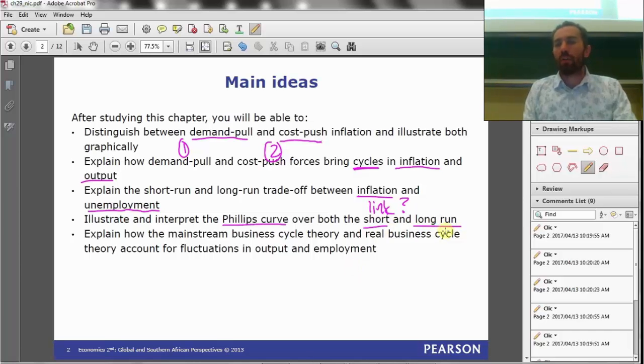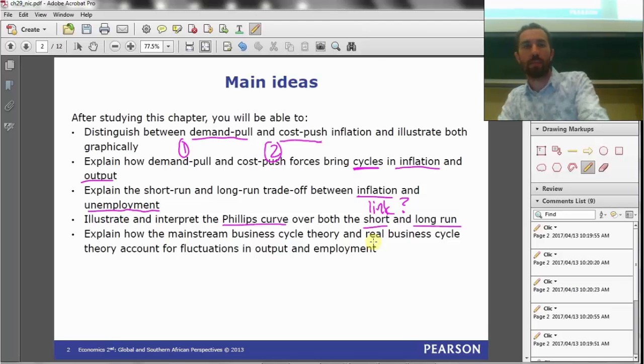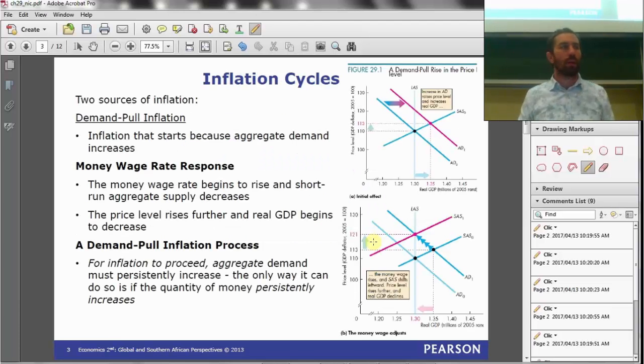This short run and long run relationship is related to our short run and our long run aggregate supply curve. And in fact, the relationships in the short run Phillips curve are derived basically from the short run aggregate supply curve, and the relationship in the long run Phillips curve is derived from the long run aggregate supply curve. Then we're going to explain how mainstream business cycle theory and real business cycle theory account for these essentially cyclical fluctuations in output and employment. Okay, so that's our mission for this chapter. And let's begin.